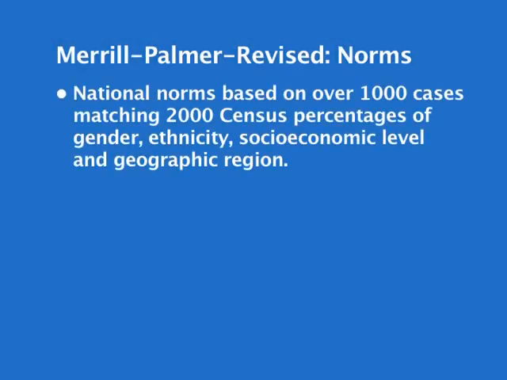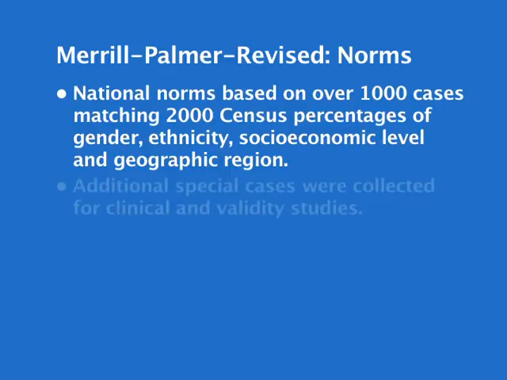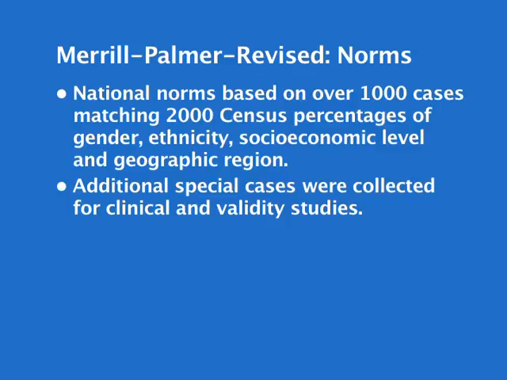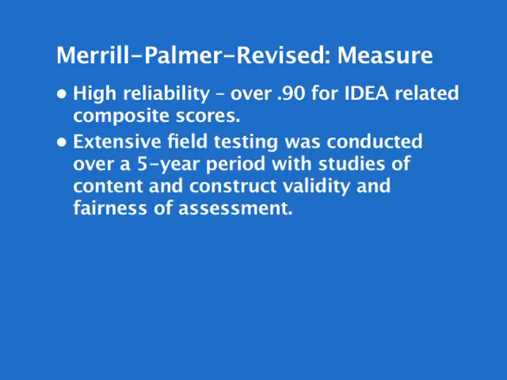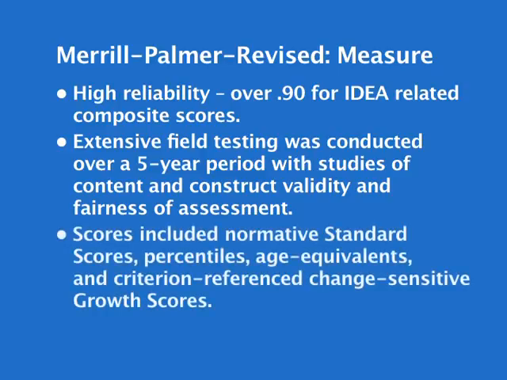The Merrill-Palmer-Revised provides national norms based on over 1,000 cases matching 2000 census percentages of gender, ethnicity, socioeconomic level, and geographic region. Additional special cases were collected for clinical and validity studies. The measure has a high reliability, over 0.90 for IDEA-related composite scores. Extensive field testing was conducted over a 5-year period with studies of content and construct validity and fairness of assessment. Scores included normative standard scores, percentiles, age equivalents, and criterion-referenced change-sensitive growth scores.